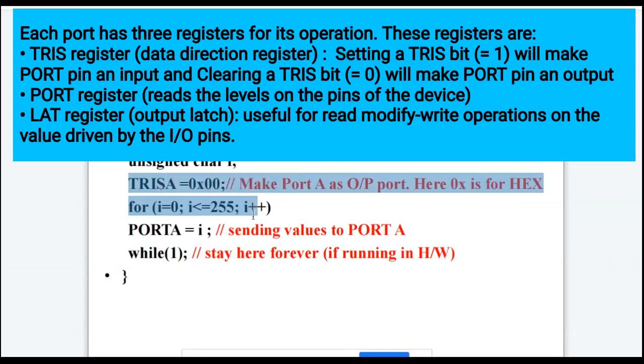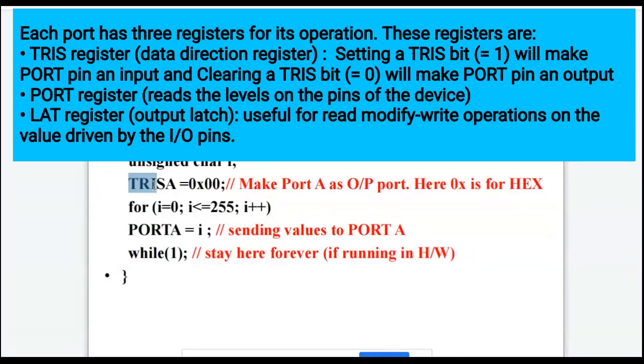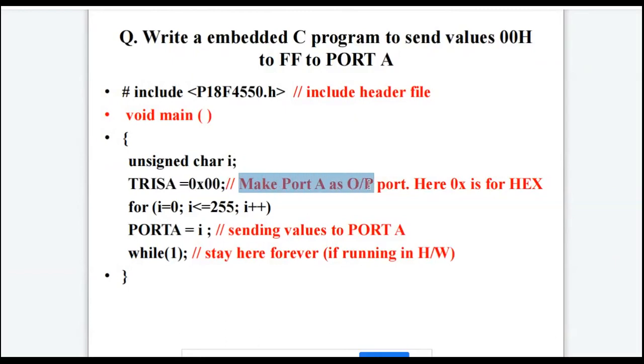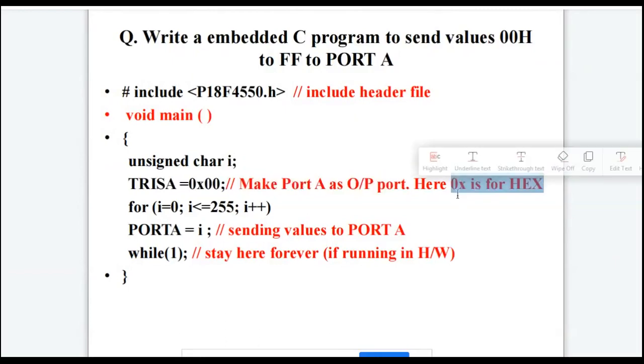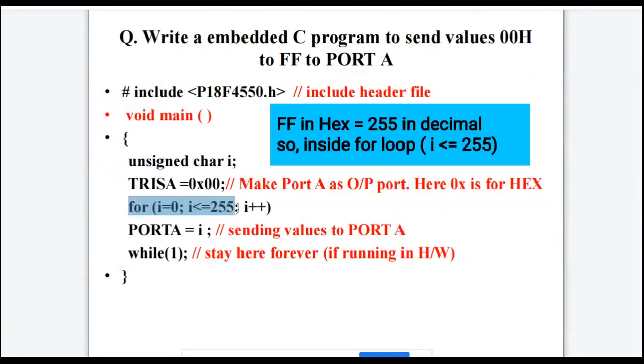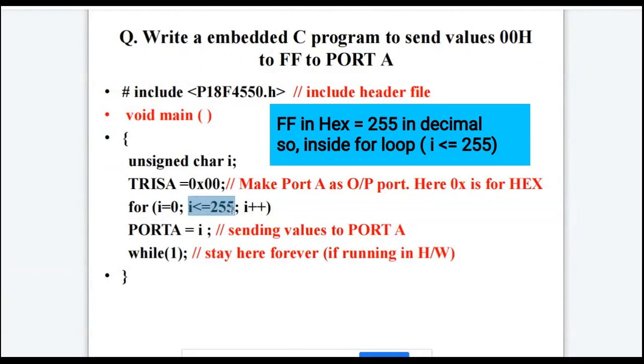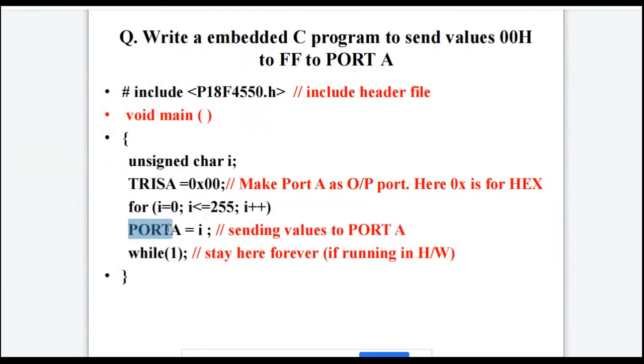In this program, we have used two registers, TRIS and port. TRIS equals 0x00. Here we are making port A as output port. 0x is for hexadecimal. For loop, initialization of i equals 0. Then i is less than or equal to 255 and i++. Then the value of i will be sent onto the port A.